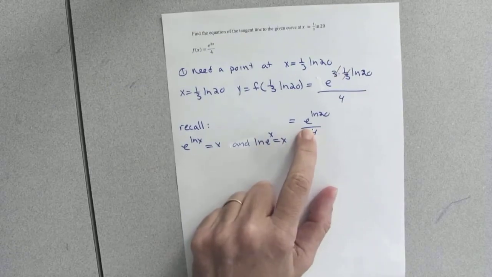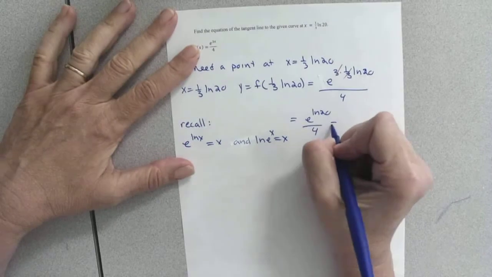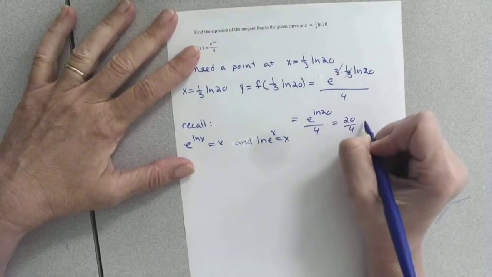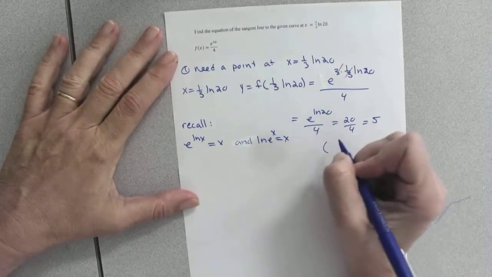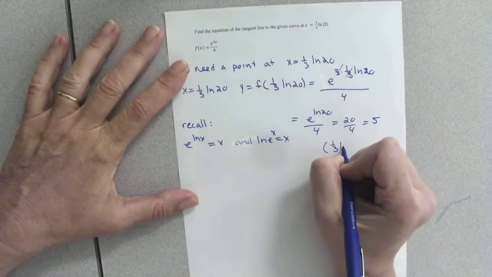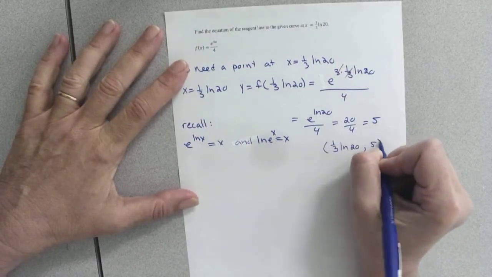So in this case here, e raised to the natural log of 20 is 20, and so then I have 20 divided by 4, and so my point is 1/3 natural log of 20, 5.